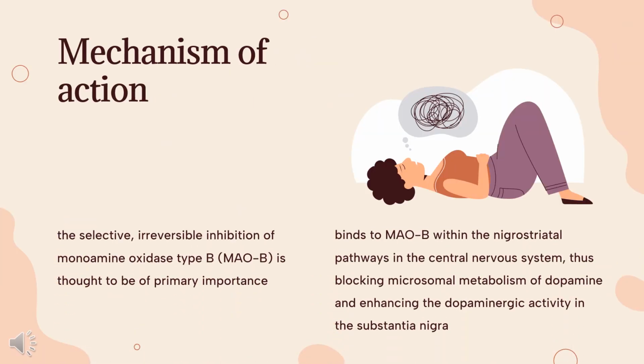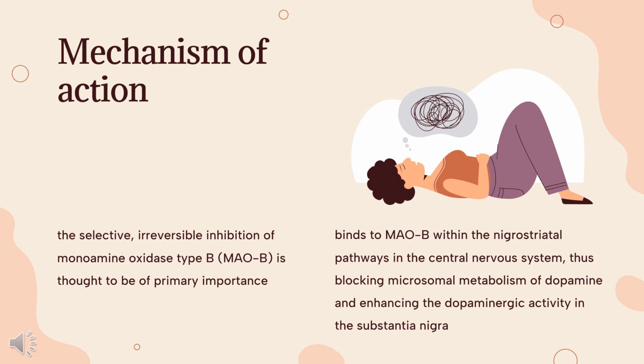Mechanism of action. Although the mechanisms for Selegiline's beneficial action in the treatment of Parkinson's disease are not fully understood, the selective, irreversible inhibition of monoamine oxidase type B, MAO-B, is thought to be of primary importance. MAO-B is involved in the oxidative deamination of dopamine in the brain. Selegiline binds to MAO-B within the nigrostriatal pathways in the central nervous system, thus blocking microsomal metabolism of dopamine and enhancing the dopaminergic activity in the substantia nigra.